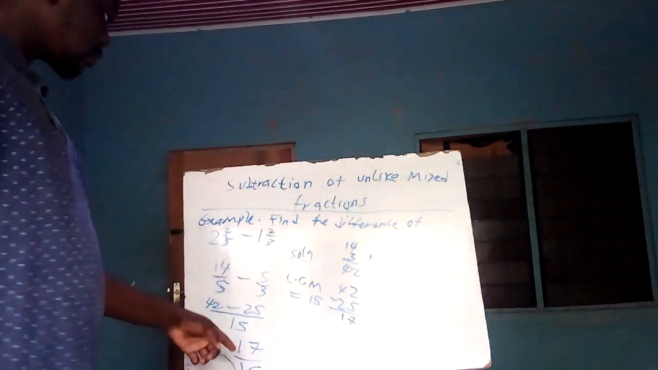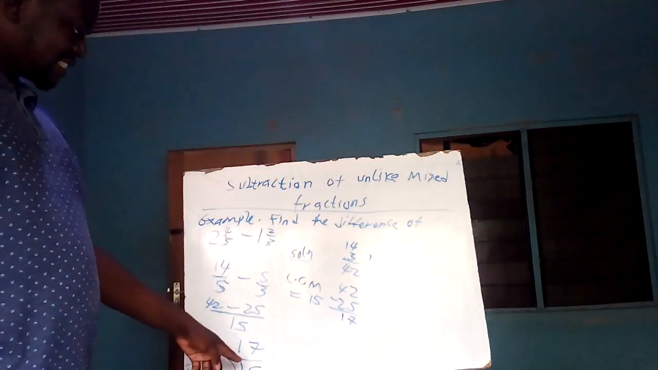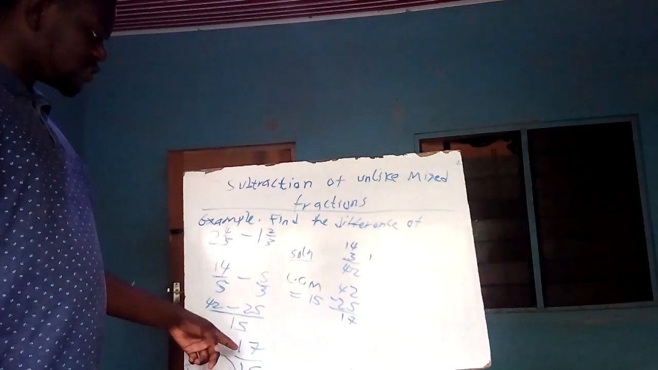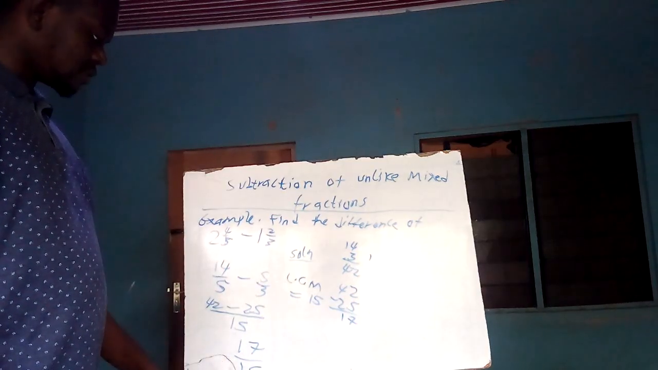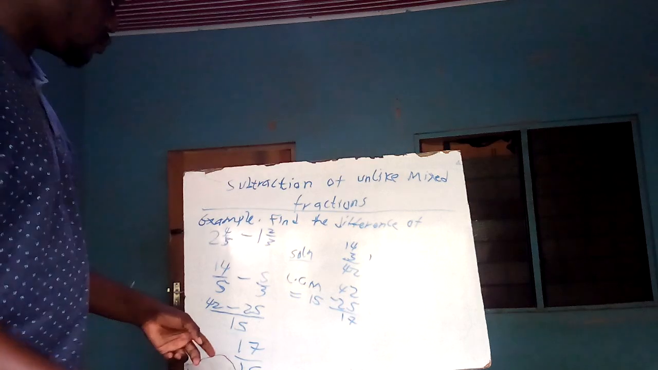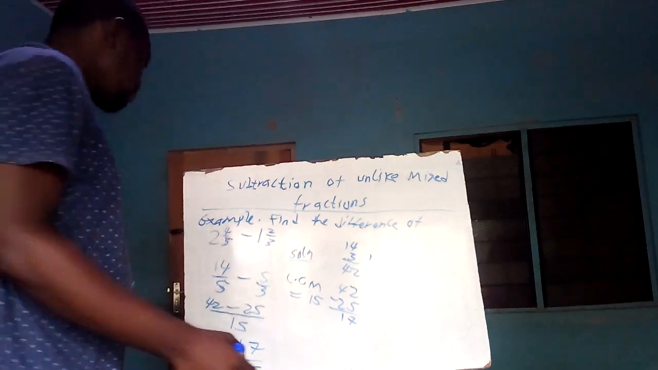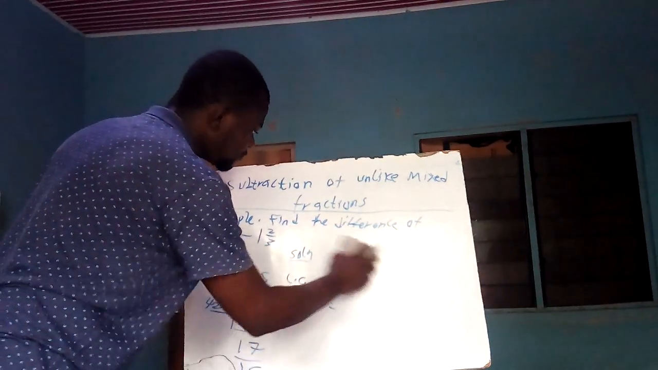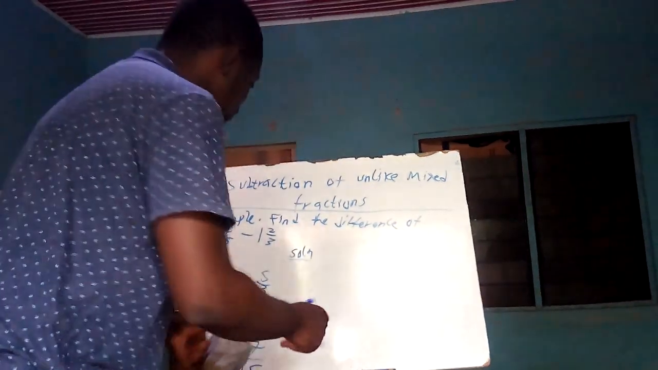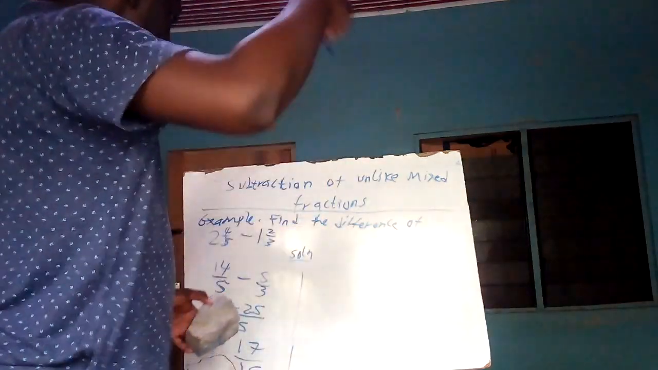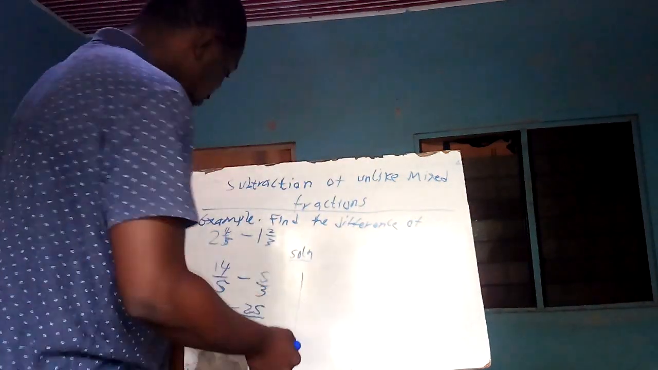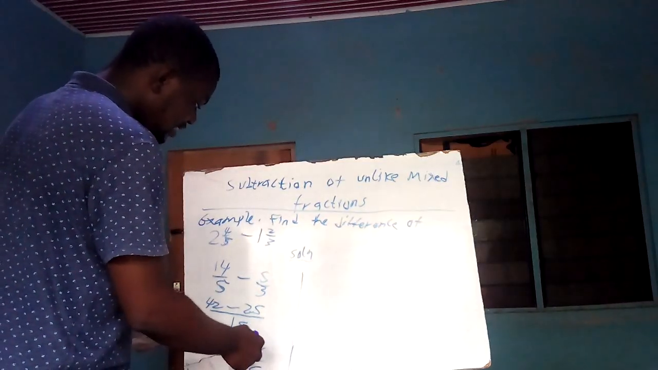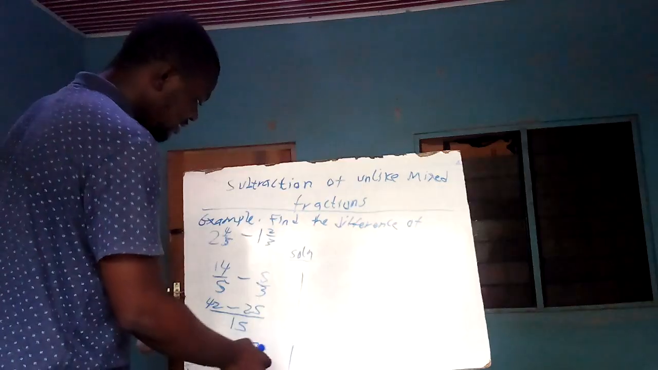Now, look at this very well. It is not a proper fraction. It is an improper fraction because the numerator is bigger than the denominator. So therefore, what we have to do is convert it to a mixed fraction. Now to convert this to a mixed fraction, you divide the numerator by the denominator.